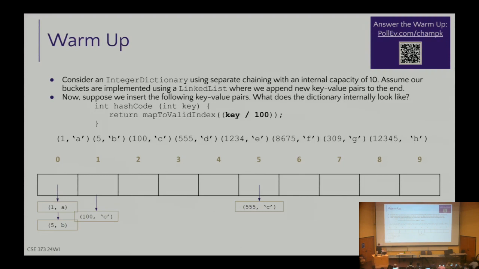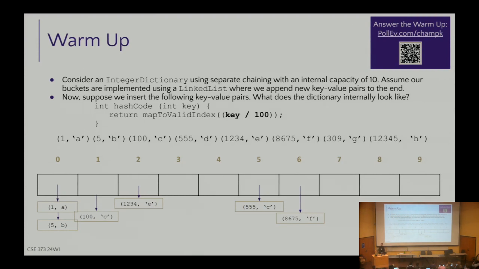Amazing. Okay, then what about 8,675? Yes. 6. Interesting. Okay, so 8,675 divided by 100 is what? 86. Correct. And 86 mod 10 is? 6. Correct.